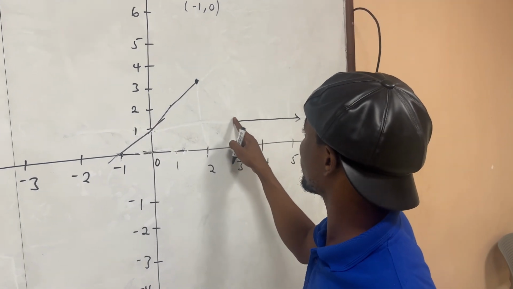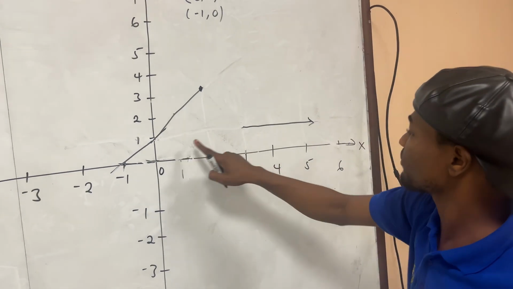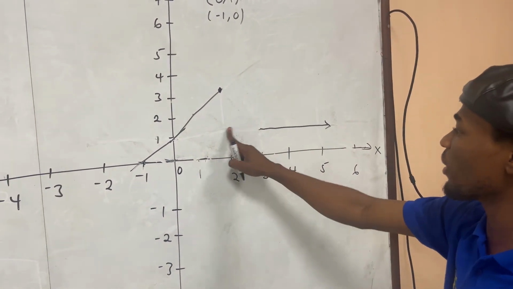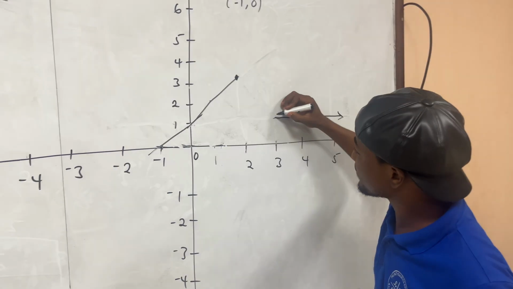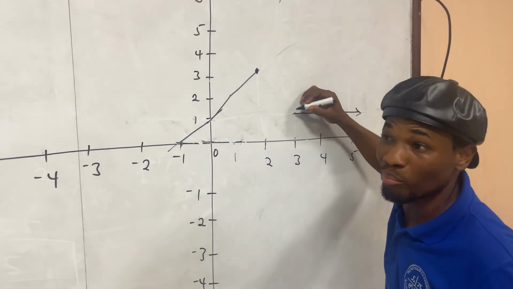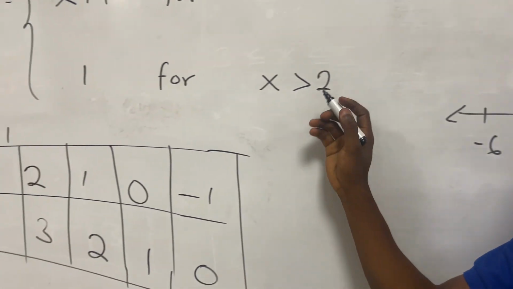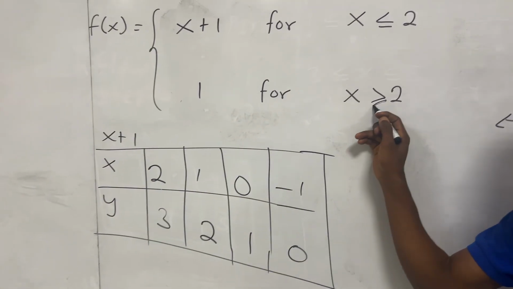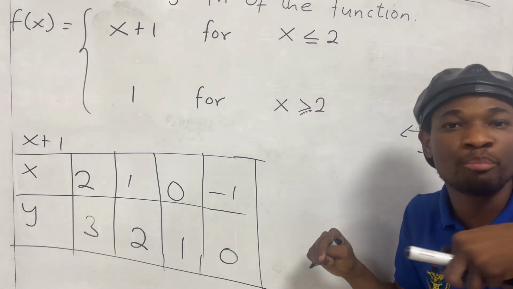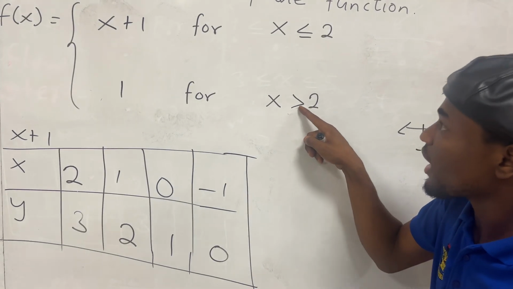This is it. As simple as that. So viewers, remember I will not shade this side because I don't have any bar. If I have a bar here, that means I'm going to shade that endpoint. Because I don't have it, I won't.